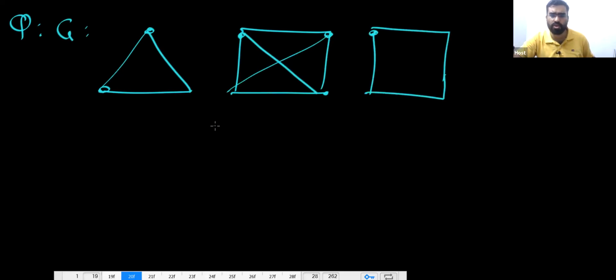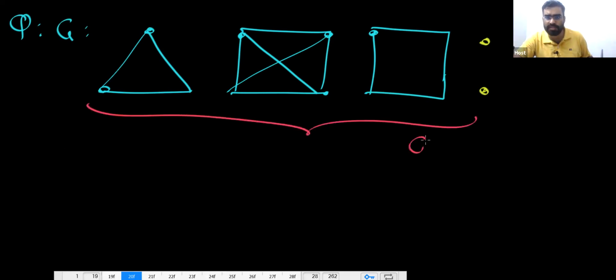Your graph is this. Let's assume these are the vertices. So this is your graph G. Then what is the chromatic number of this graph G?